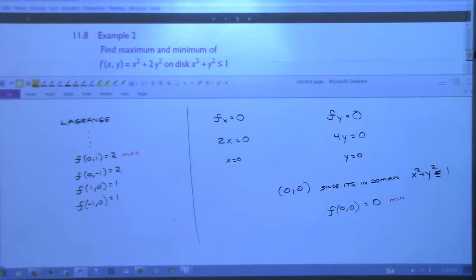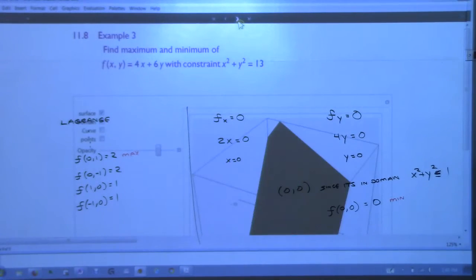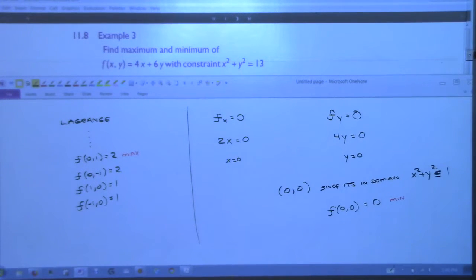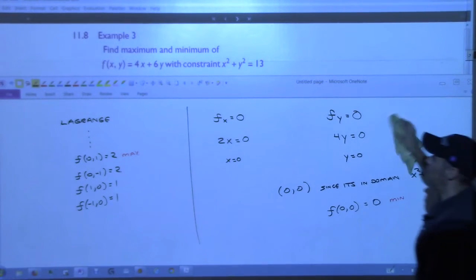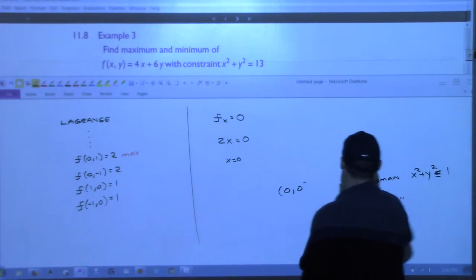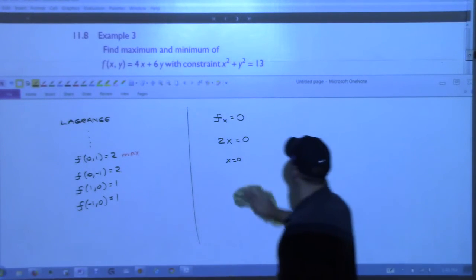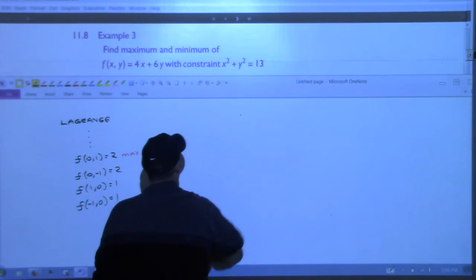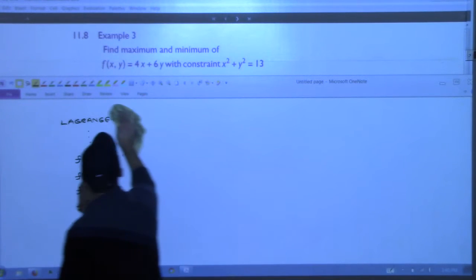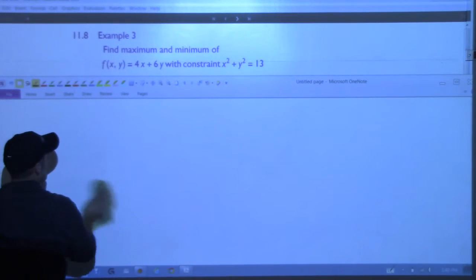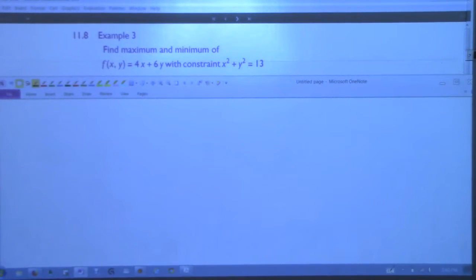All right, can I keep going? Another example. Find the maximum and minimum of this function with this constraint. Looks like we're restricting something to a circle again, aren't we?